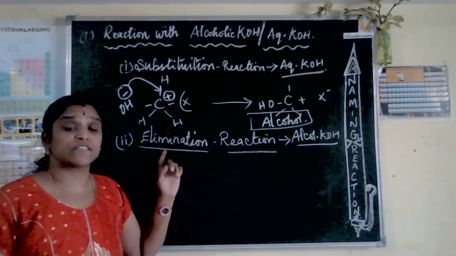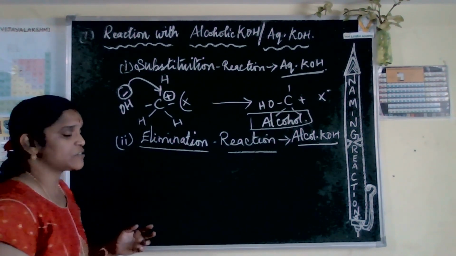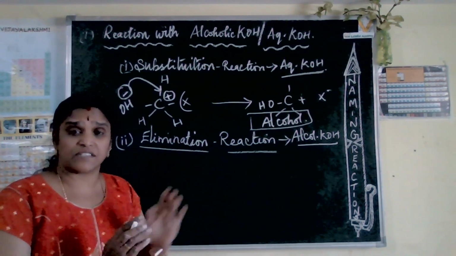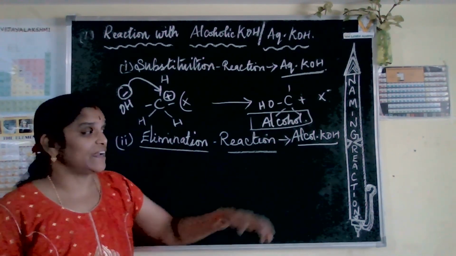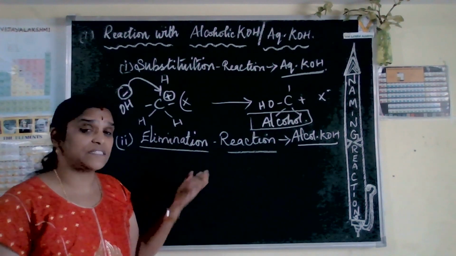Alcoholic KOH reacts with the haloalkane. What is the product? Come on, let us go for this. Now, alcoholic KOH combined with the haloalkane, you are getting the product. So that comes under what? It is an elimination reaction.